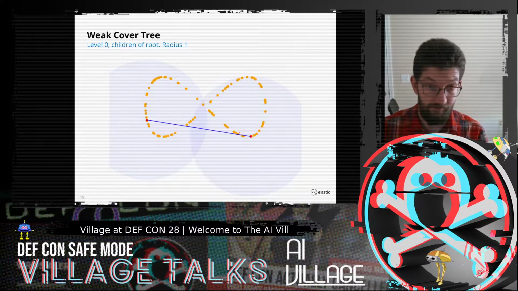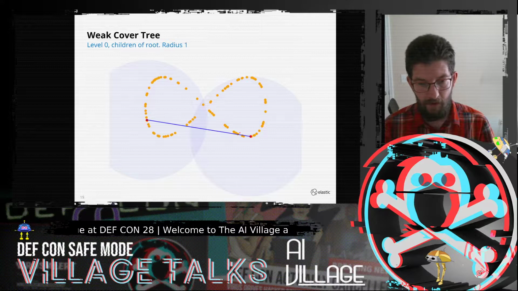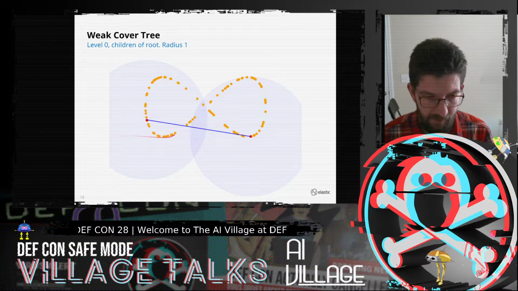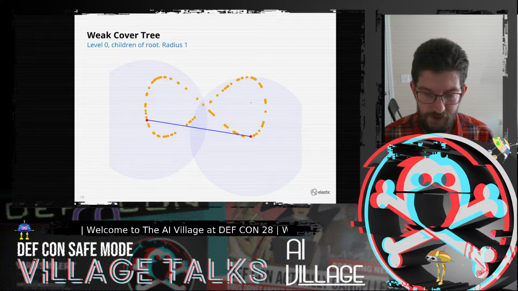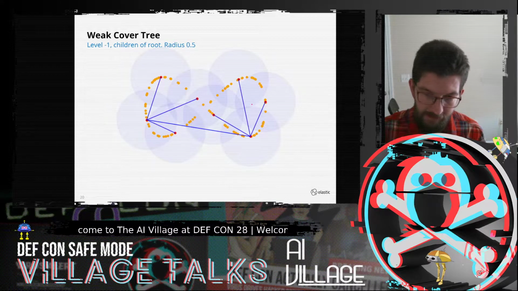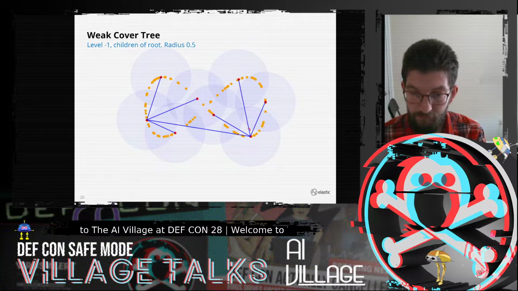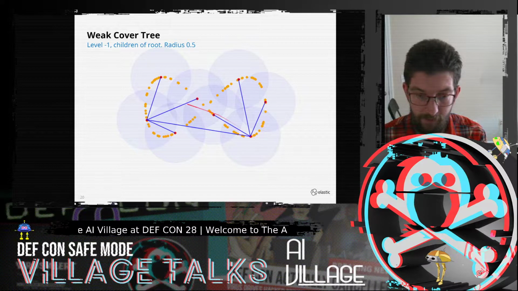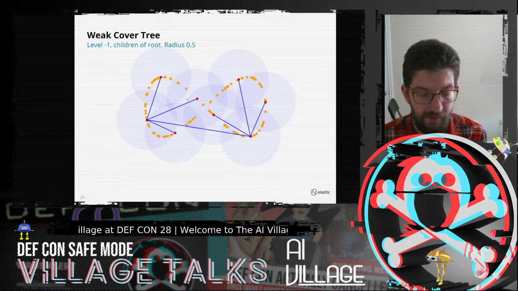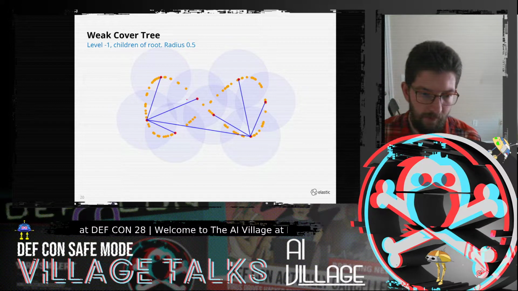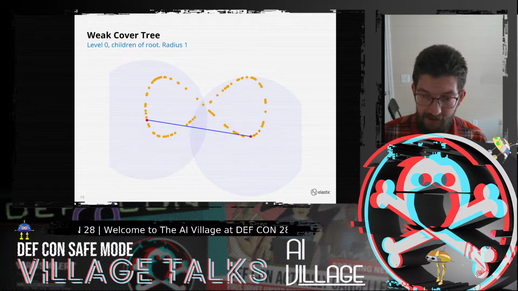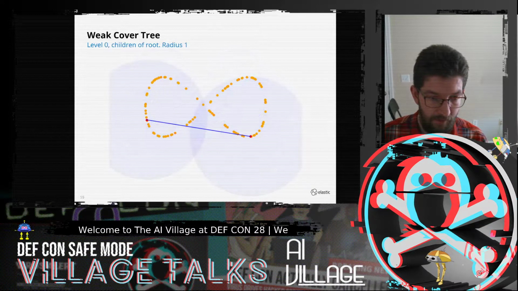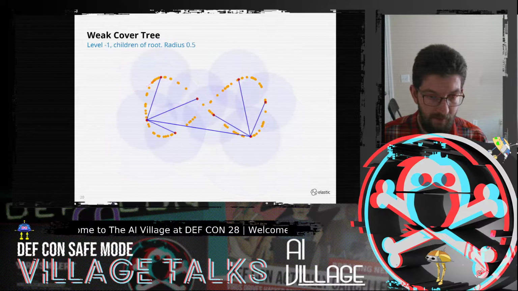So if I go down to level 0, when I have radius 1, this thing has radius 1, and that thing has radius 1, and it's segmented my data a little bit, and I have 2 children. Here, I go down another level, and I have 4 children of each of these parent points. So this point has these 4 children. This point has these 4 children.